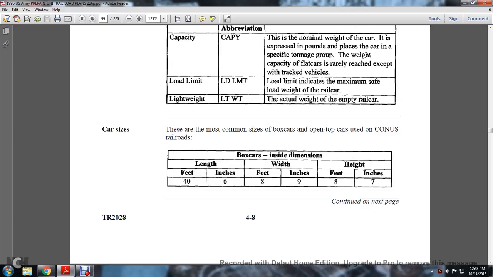The car size. The most common size of the box of the open-top cars that are used by the continental railroads: the inside box is 40 feet 6 inches in length, 45 feet by 40 feet 6 inches, width of 8 feet 9 inches, height of 8 feet 7 inches.